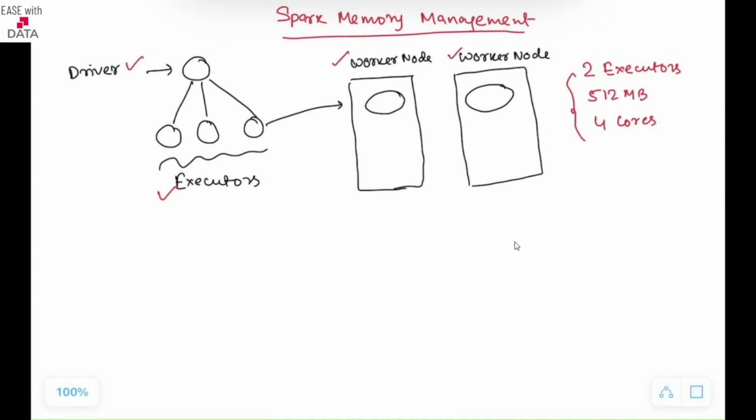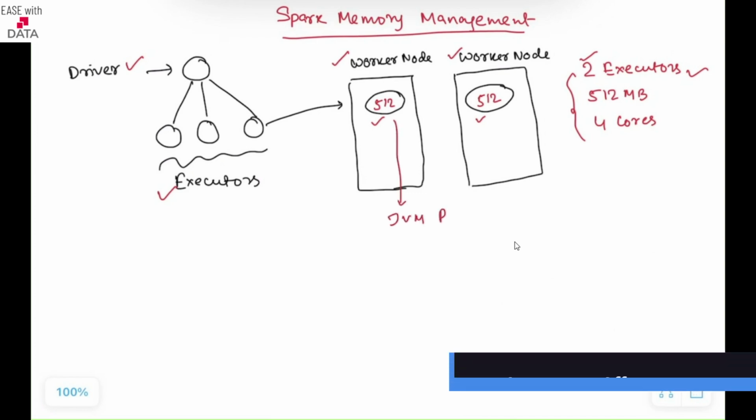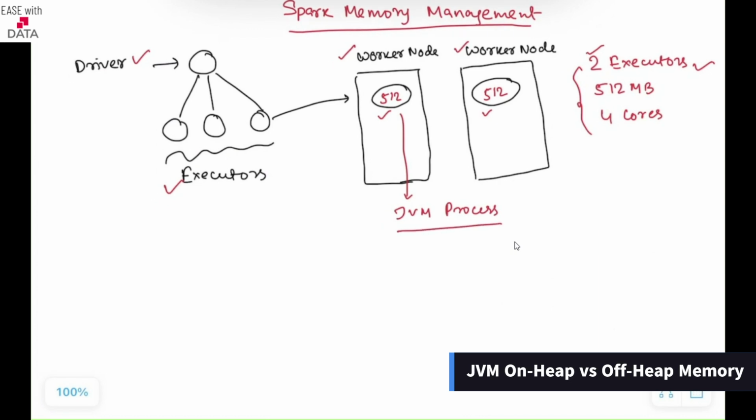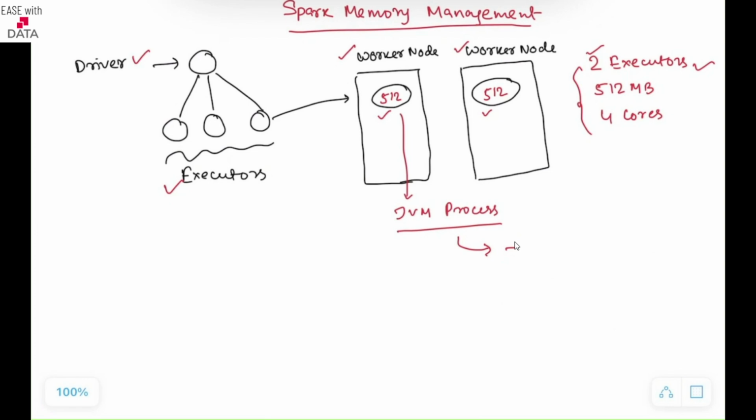Now, once you request an executor, a JVM process is created in the worker node. It has the same memory that you request. So, since we are requesting two executors, you can see two JVM processes get created across the worker nodes. The memory would be around 512 MB each. Now, these are all JVM processes, so the memory for this would be known as JVM heap.